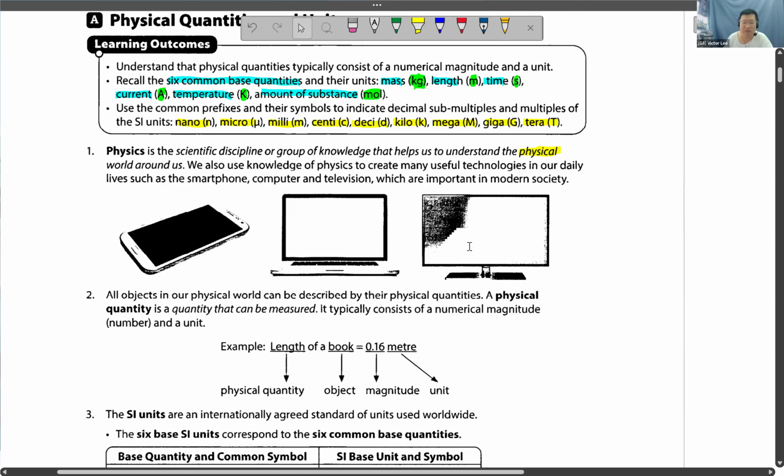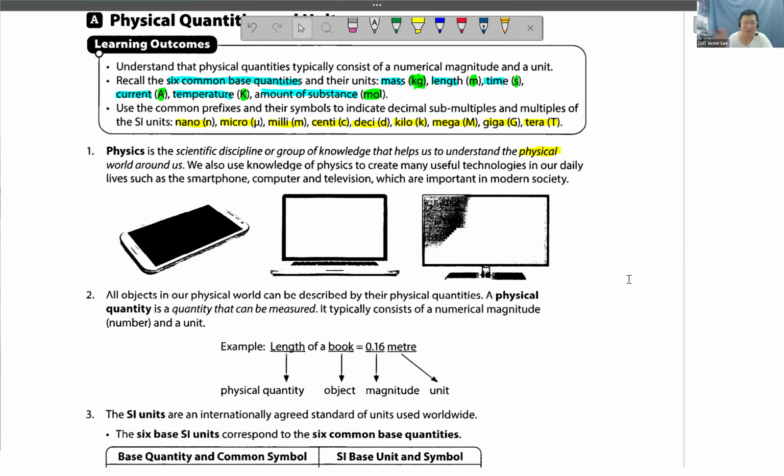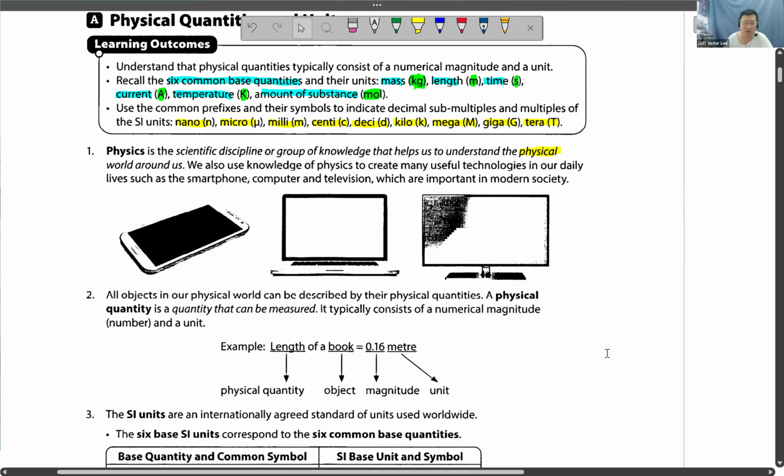Everything around us can be explained by physics. If something cannot be explained by physics, for example, something just floats and starts moving, we call it metaphysics, right? Spiritual already. So physics is about the physical world.